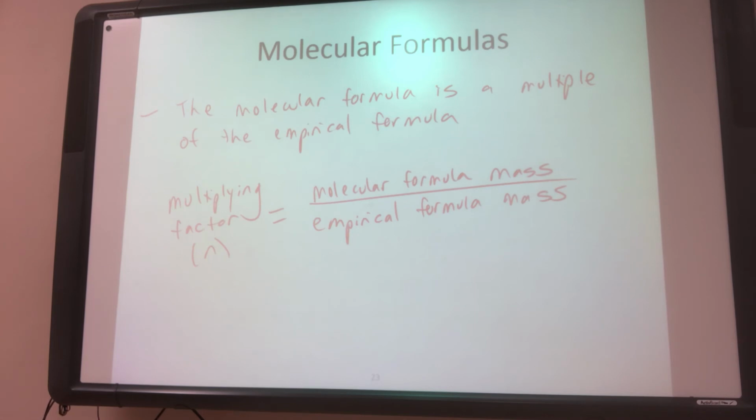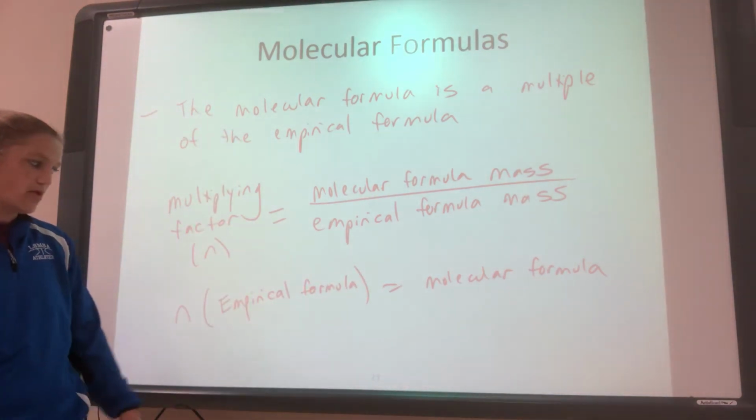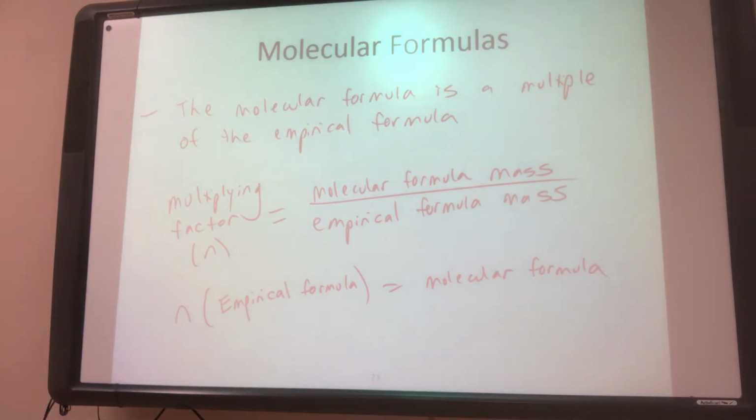And I always round to the wholest number. It should be pretty close. So you can round up or down depending on what it is. So once I get the n, I take the n and I times it by whatever the empirical formula is. And that gives me the molecular formula. Okay? And I could actually do the opposite. If I have the molecular formula, I could divide by the n to get the empirical formula. Okay? All right, so let's do a problem.